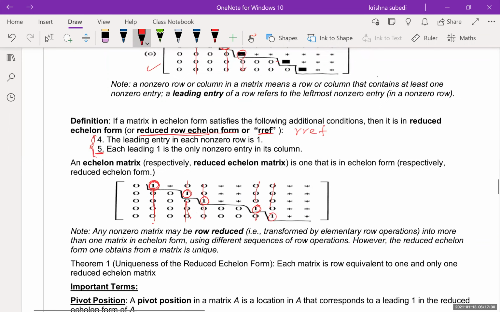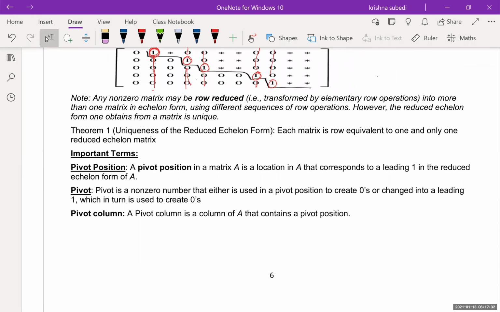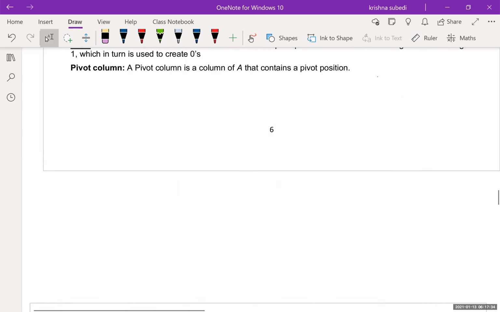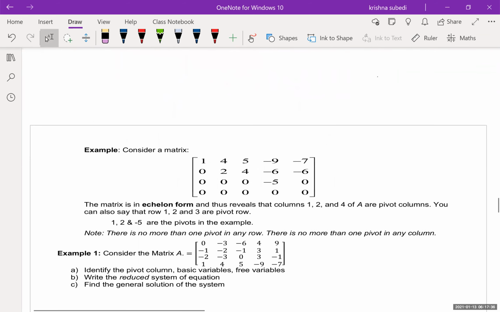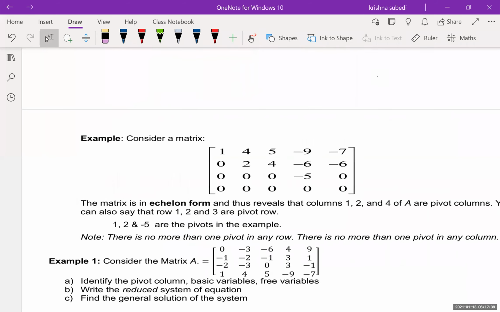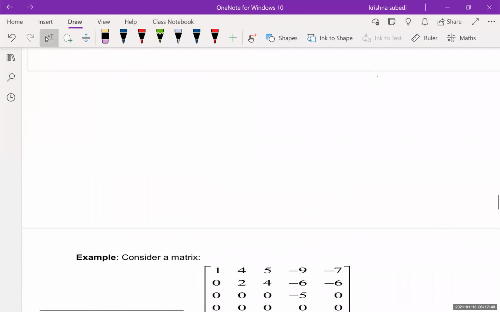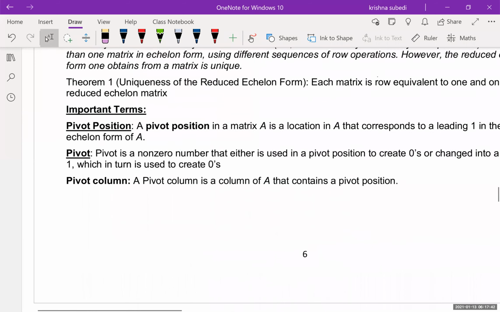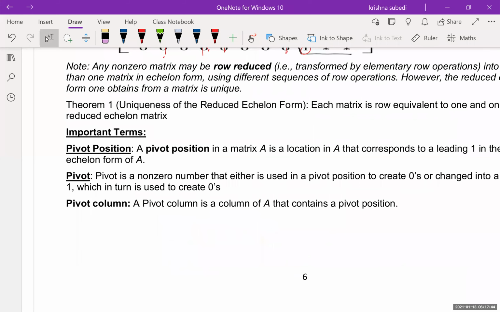So let's try a few examples here. Professor, yes. Can you give an example of a triangular matrix? Yeah, we're gonna do that later, don't worry. Okay.